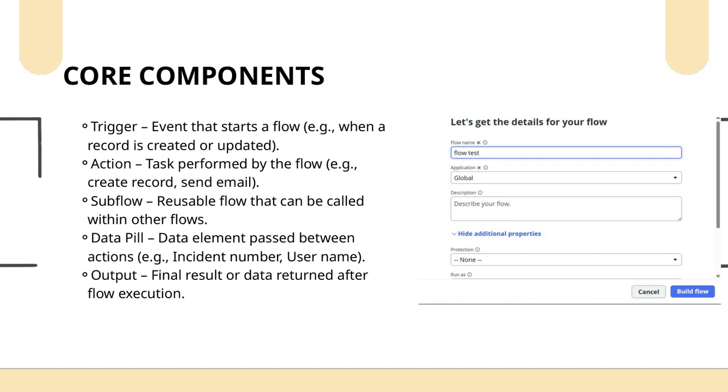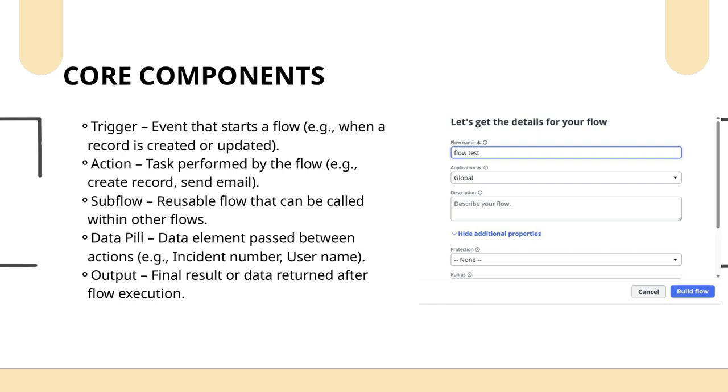Let's take a closer look at the core components that make up a flow. First, we have the trigger, which is essentially what kicks off the flow. Think of it as the event that starts everything, like when a record is created or updated. It's the starting point that tells the system, "Hey, something has happened, time to begin."